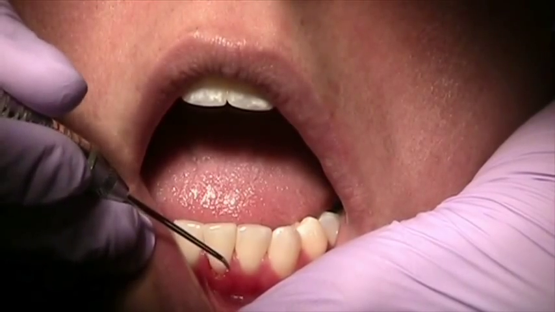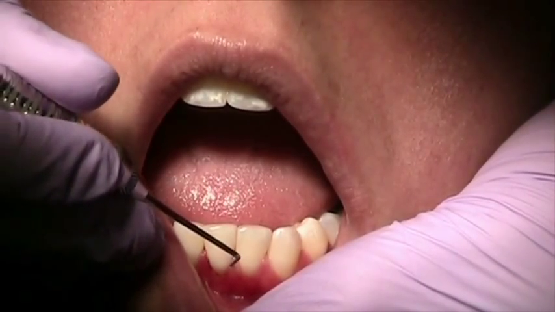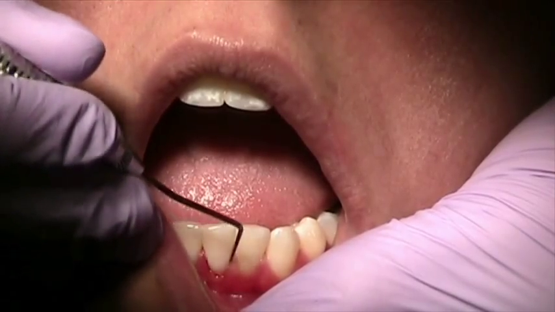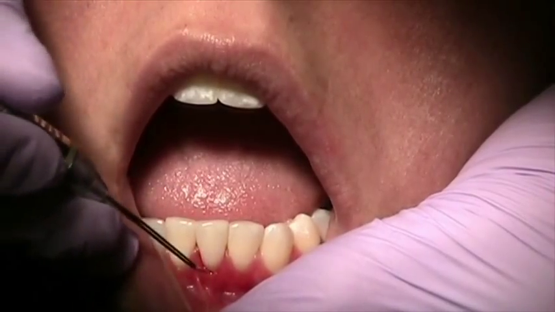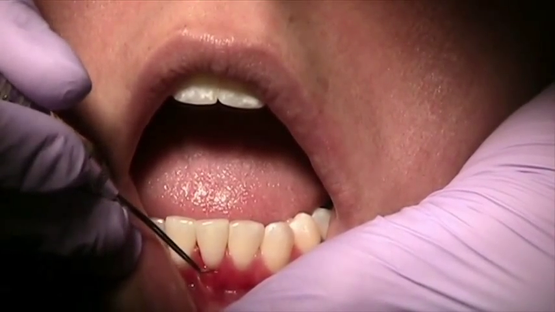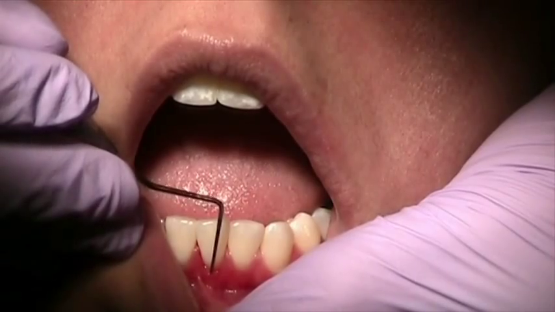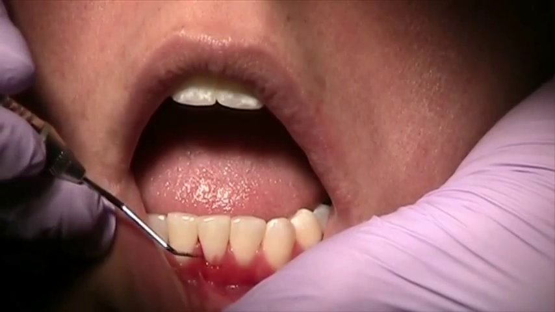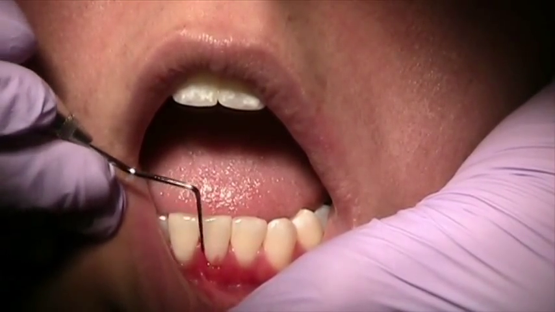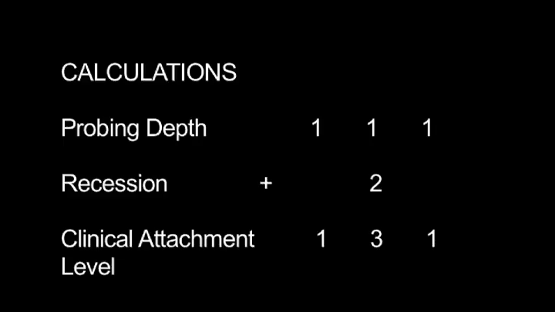Again, the clinician is using the tip of the probe to feel for the CEJ and records the recession measuring from the gingival margin to the cemento-enamel junction. The recession reading on this tooth is 2 on the direct facial. To calculate the clinical attachment level for this tooth with recession, we now add the probing depth to the recession reading. After adding the two measurements, the clinical attachment level is 1-3-1.